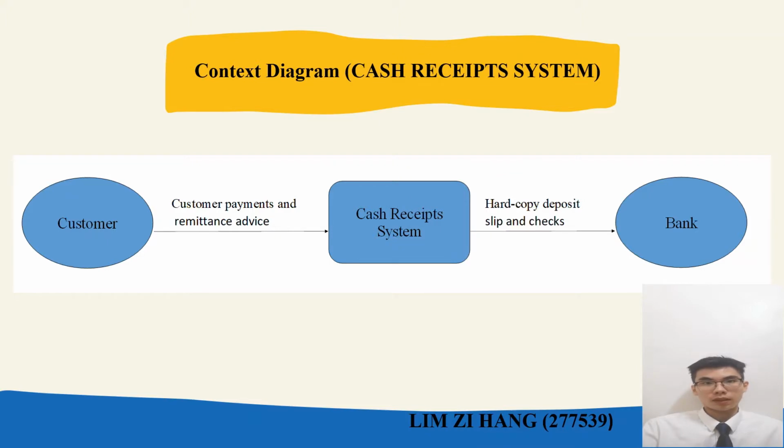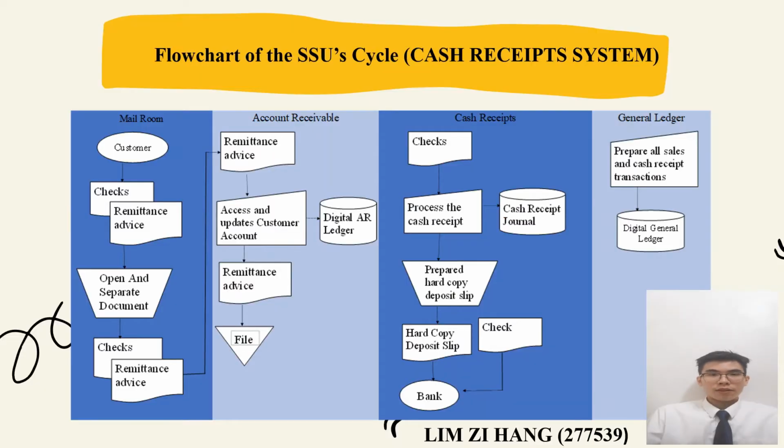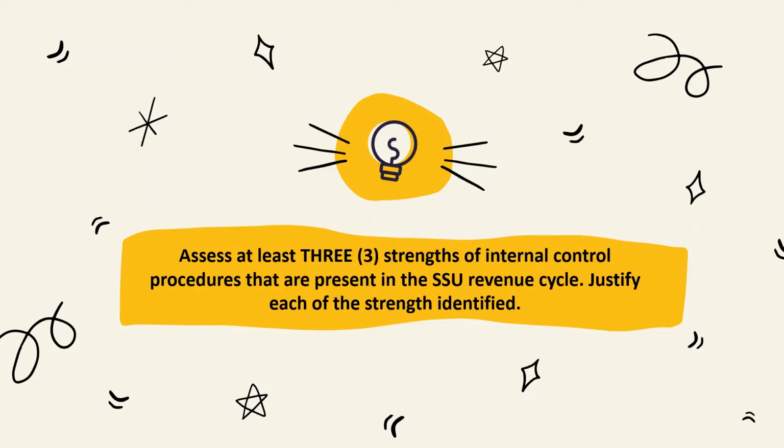This is the context diagram of the cash receipt system, which involves the customer and the bank. This is the logical data flow diagram of the cash receipt system, which uses the information from the table of entities and activities. This is the flowchart of the successful uniform cycle of the cash receipt system, and it also uses the information from the table of entities and activities.